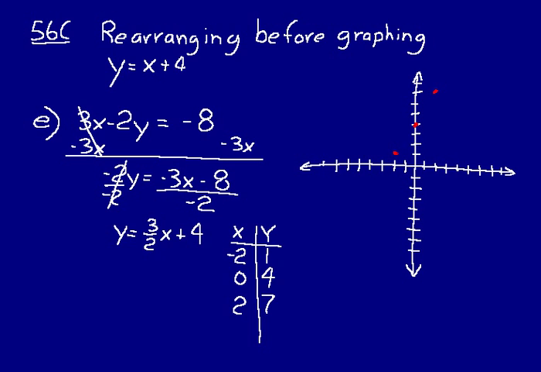You can see the linear pattern that those are following. So you just draw a line right on through those. And there's your graphed line representing that equation.